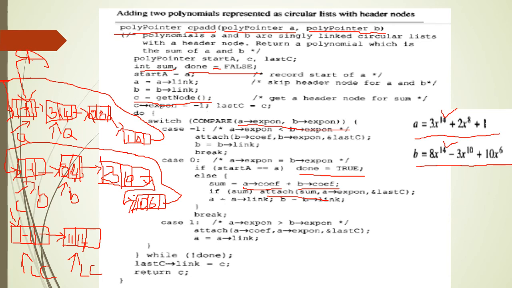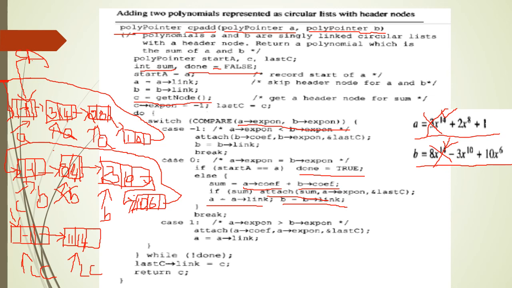Then after that, for the next iteration you should not consider these two terms, because these two terms have already been considered and we have attached the result to the resultant polynomial. So, therefore, A is equal to A of link and B is equal to B of link, which means A will be removed from this node and goes to the next node. Then B is also removed from this node, it goes to the next node, B comes to here. Then after that the break statement, so it will break the switch and it will check while done. The value here is false, still it is false only, not of false becomes true.